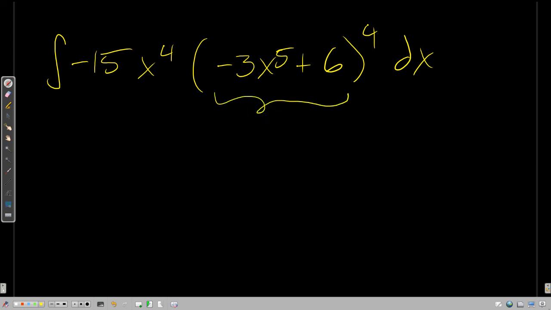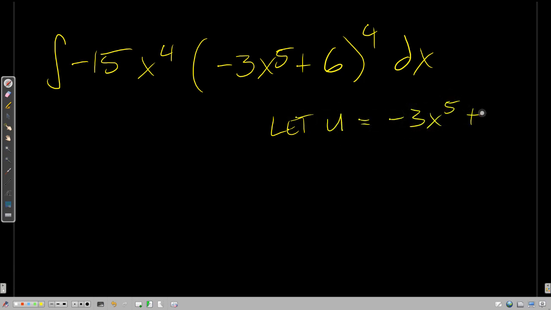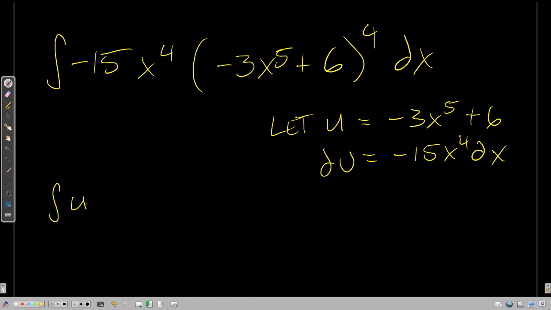Once again, u is going to be all of this. Then du is a minus 15x to the 4th dx. Oh, look at that. I got a minus 15x to the 4th dx. Super cool. So this will just turn out to be the integral of u to the 4th du, which is 1/5 u to the 5th plus c.